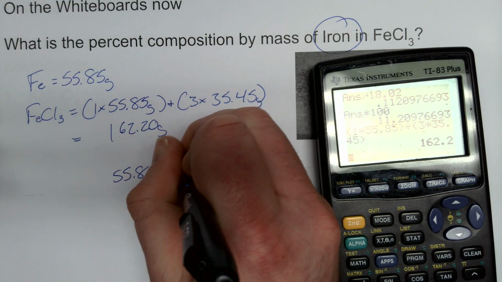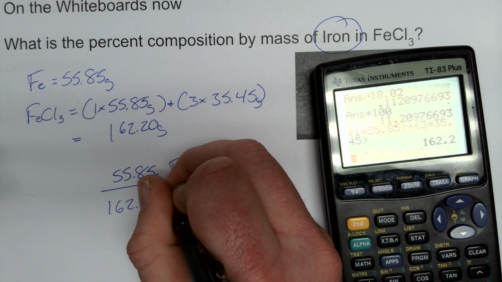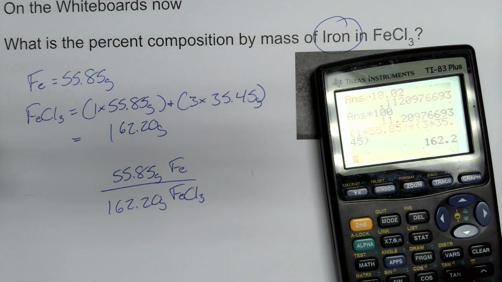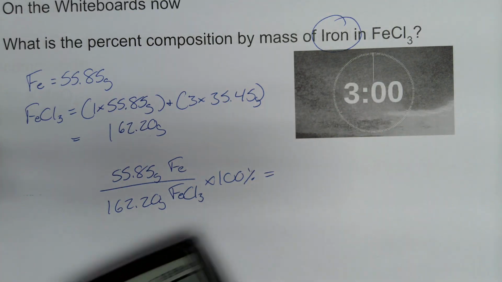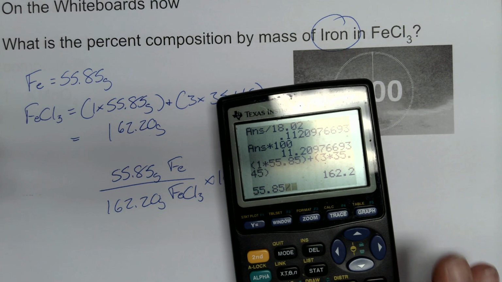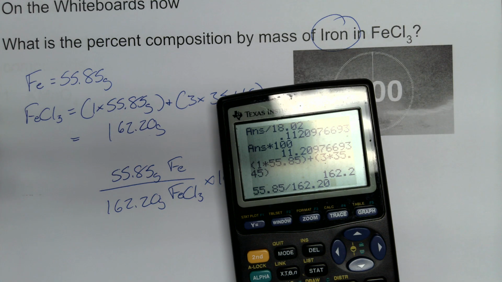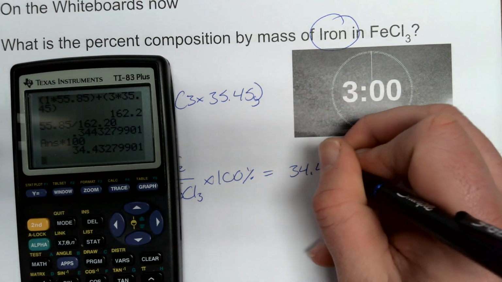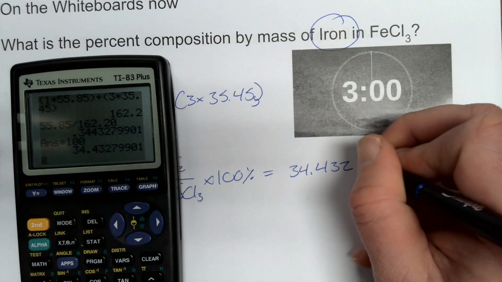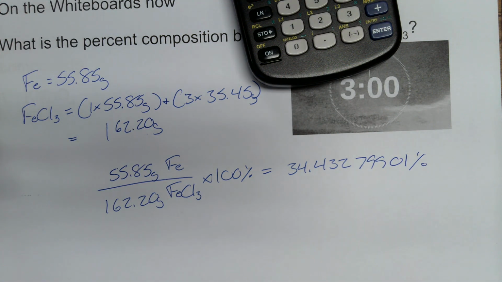55.85 grams iron divided by 162.20 grams iron 3 chloride. Multiply that by 100%. 55.85 divided by 162.20. Multiply that by 100%. Gives me an unrounded answer of 34.42799901%. Is that my final answer?